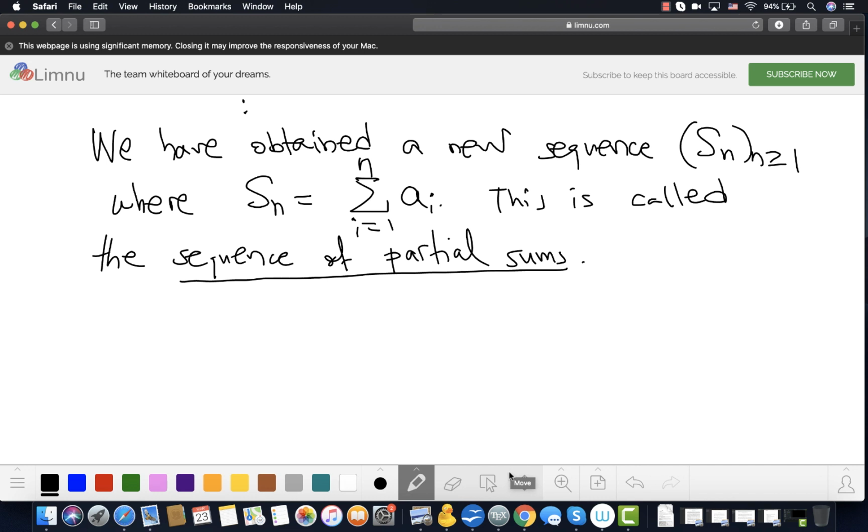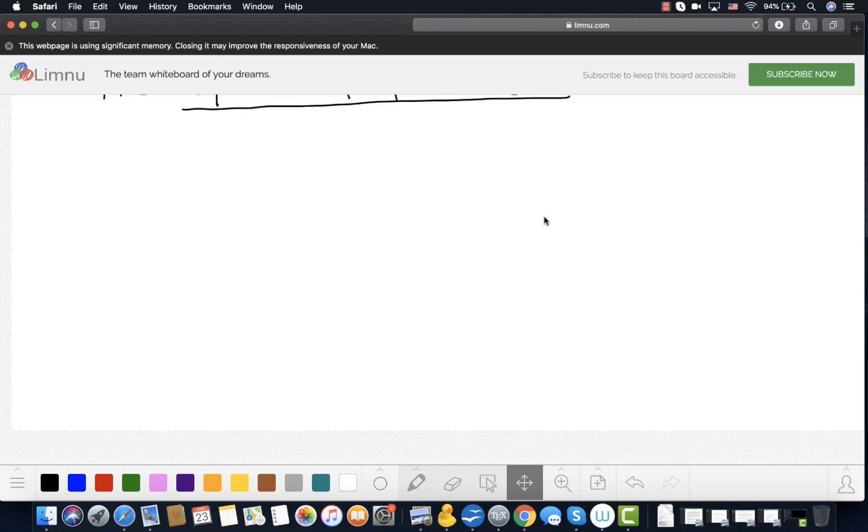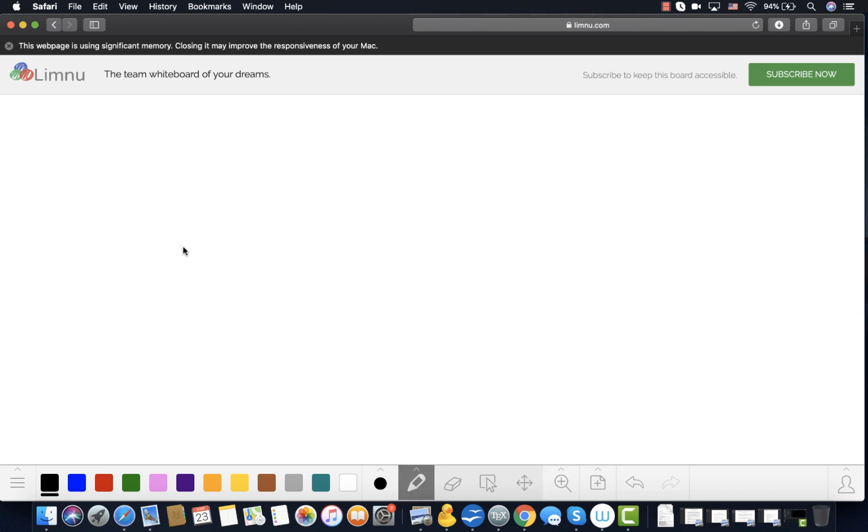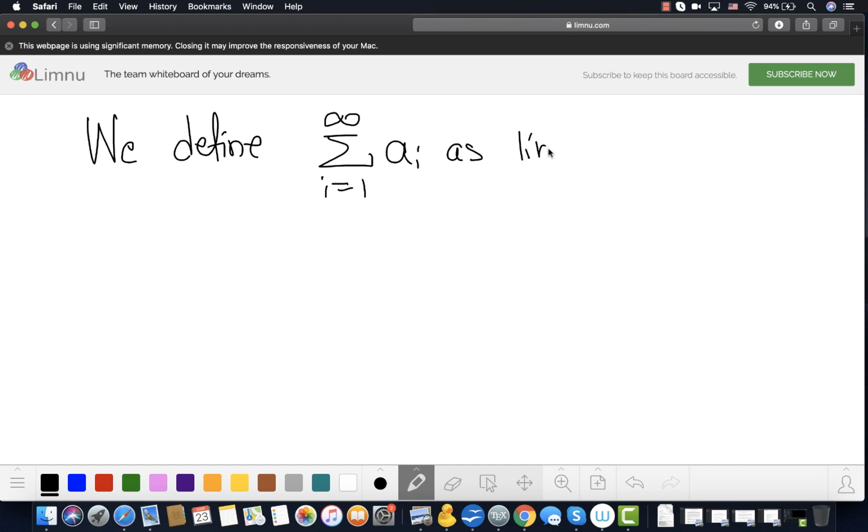Okay, so what does this have to do with infinite series? Well, we can define the series to equal the limit of the sequence of partial sums. So in other words, we define the sum i goes from 1 to infinity of a sub i as the limit as n goes to infinity of S sub n.